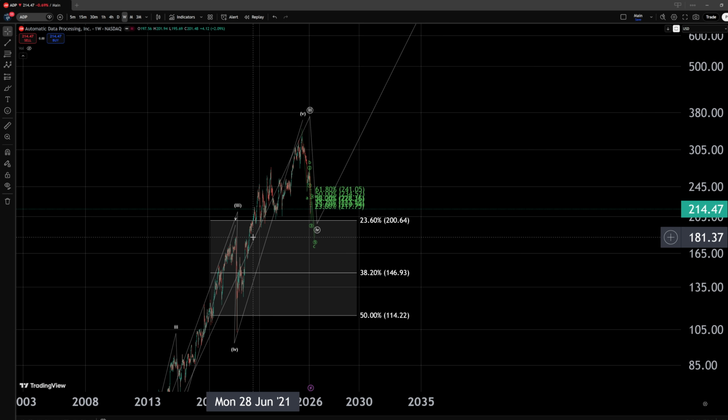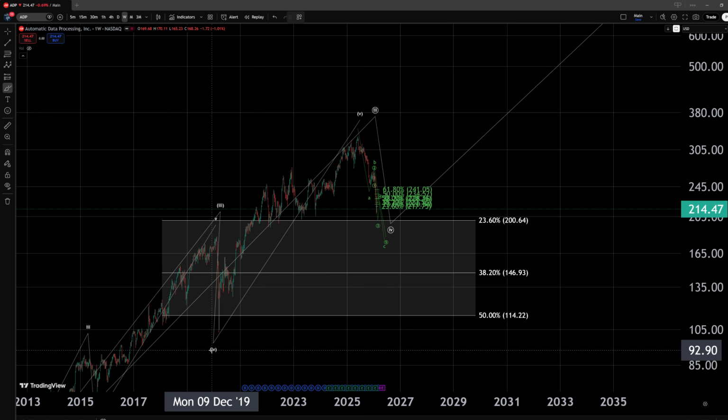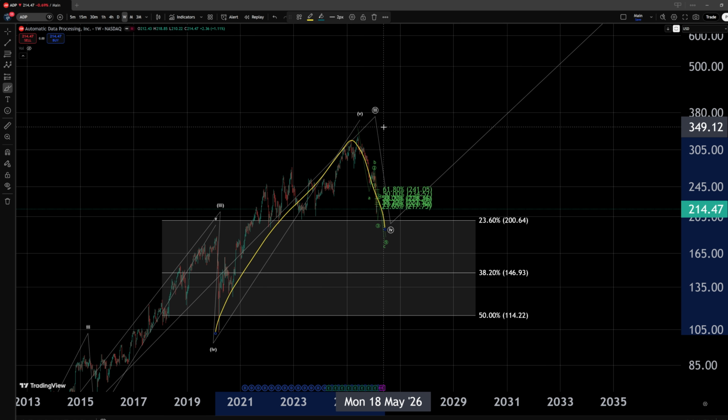We could theoretically be looking for this to be something like a 1-2 setup, but I actually don't find that a very likely interpretation. But for now, these are the levels, this is the trade setup.